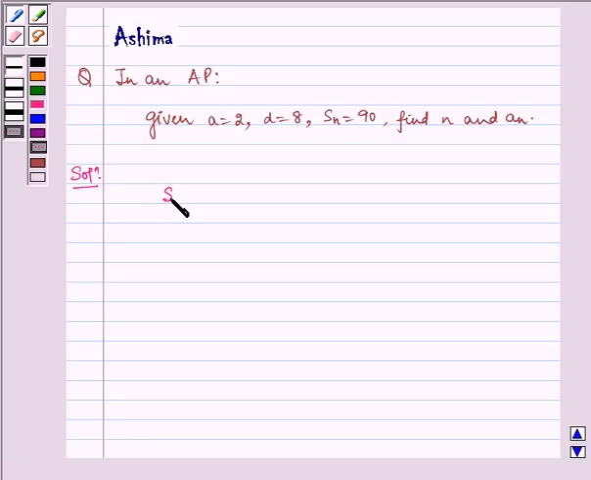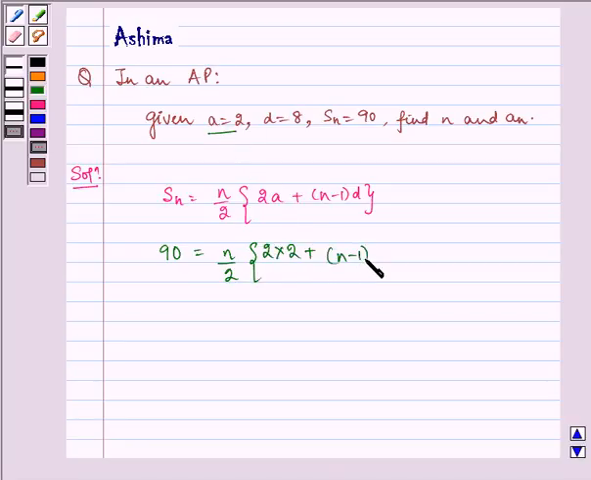We know Sn is equal to n by 2 multiplied by 2a plus n minus 1 multiplied by d. Now substituting the values, Sn is given to us as 90, which is equal to n by 2 multiplied by 2 multiplied by a, which is 2, plus n minus 1 multiplied by d, which is 8. So we can see here only one n is unknown, so we will find n.